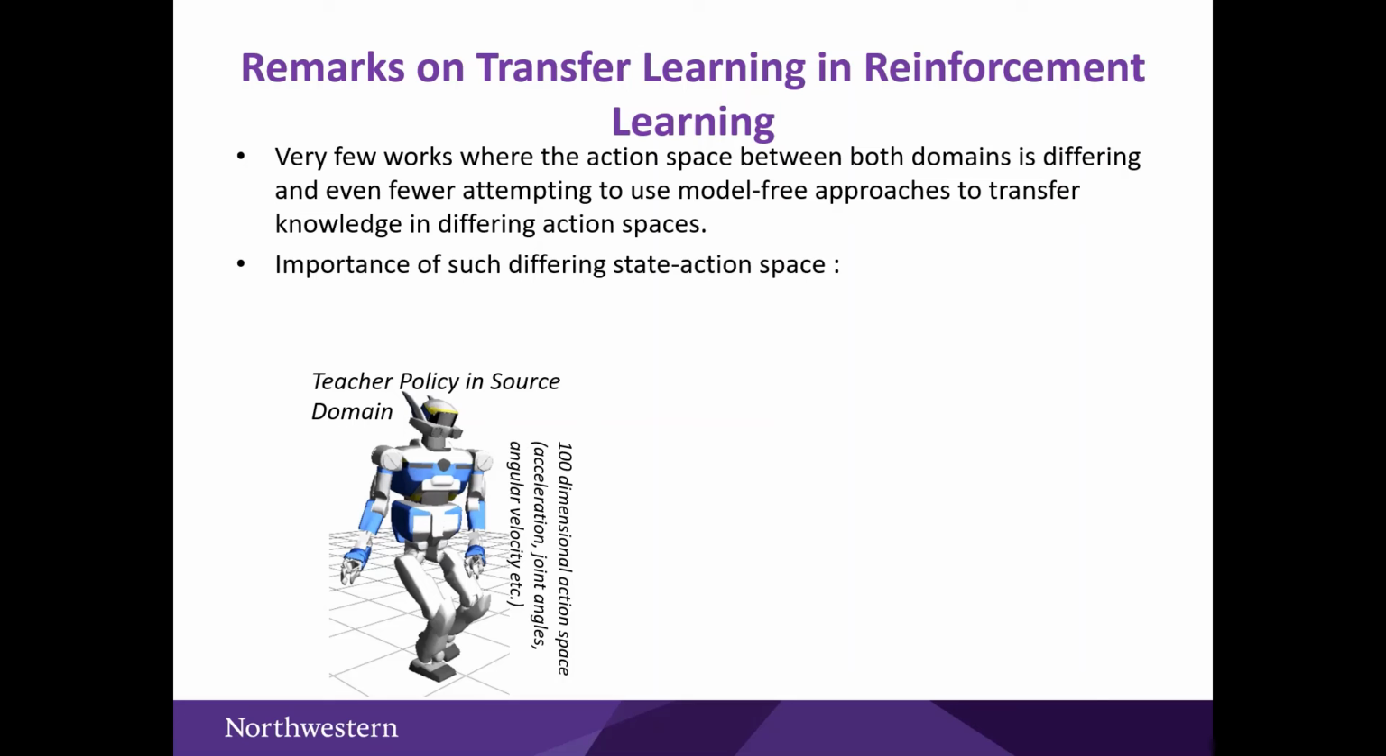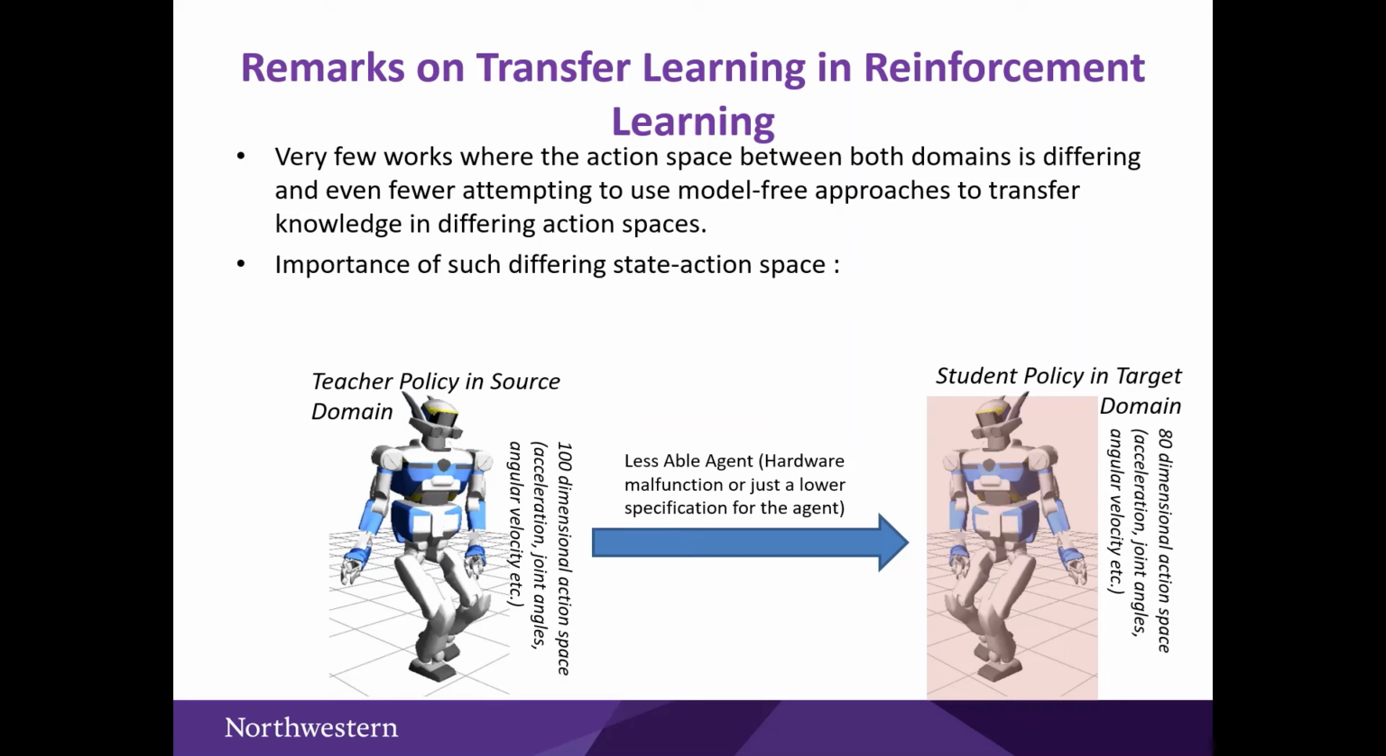For example, if there is a humanoid robotic agent which is working in probably a factory setting or a manufacturing floor and has probably 100 degrees of freedom and the dimensions for the state action space is quite high, there can always be a scenario where, because of hardware malfunctioning or just because of lower specifications, we have another agent which has a lower dimension of action space. We would effectively want to utilize some of the experience gained by this teacher policy and transfer it to a student policy. And with this motivation, we would like to propose our take on such an algorithm, which will be presented by my teammate Akash in the next few slides.